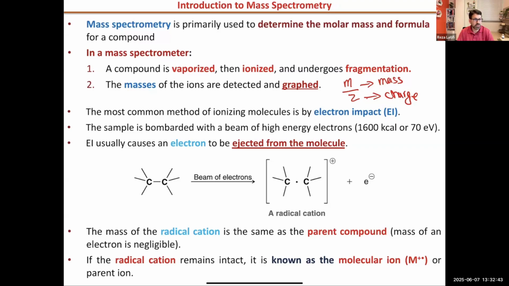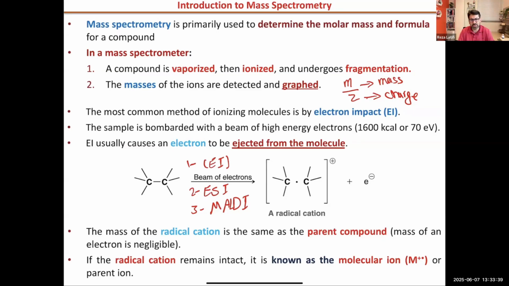As I said, the first step is injecting the sample. Then you bombard it with electrons that have high energy. One technique that we use is called electron impact, EI. Another technique is electrospray ionization, and the third technique is MALDI. Both electrospray ionization and MALDI are soft techniques. They will not create too many fragments, so they're really useful when you're dealing with heavy molecules like protein molecules.